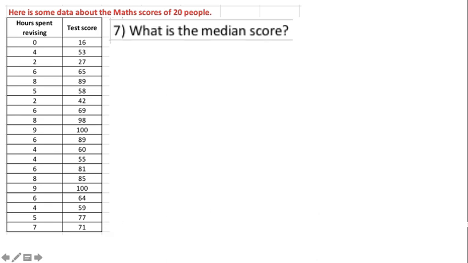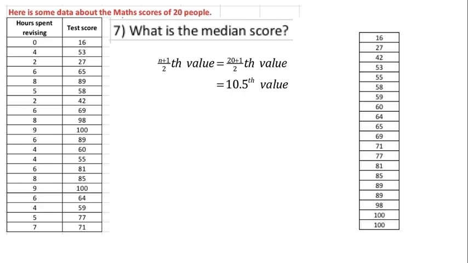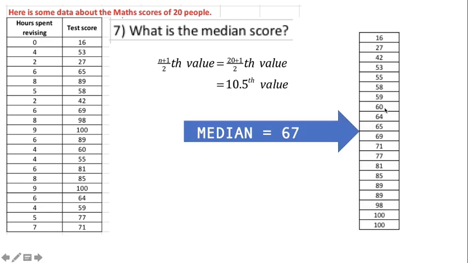What is the median score? The median score is the one that's in the middle, the 10.5th value, as I said before. They need to be in order, so it's the 10.5th value in order. So if I put the values in order, there they are. And then 10.5 is kind of between the 10th and the 11th value, which are 65 and 69. So we take the median to be the mean average of those, 67. And you can see at that point where I've put the arrow, it's right in the middle because you've got 10 values above it and 10 values below it.